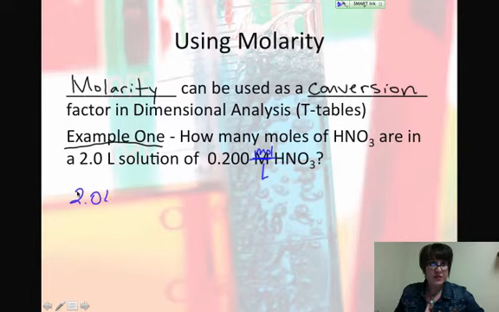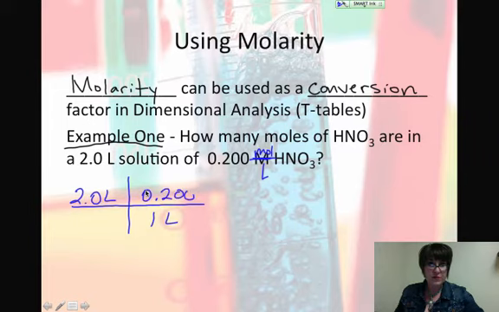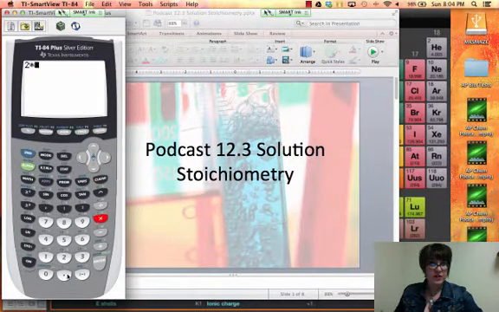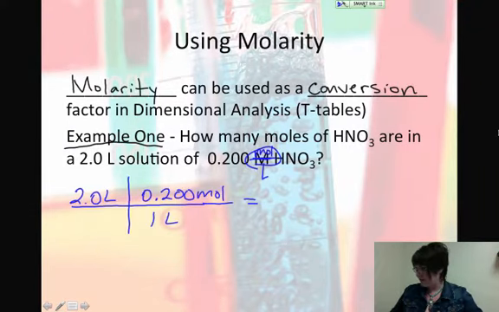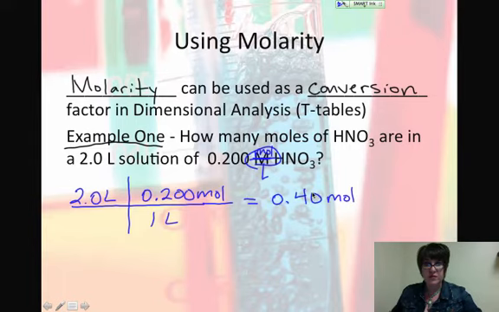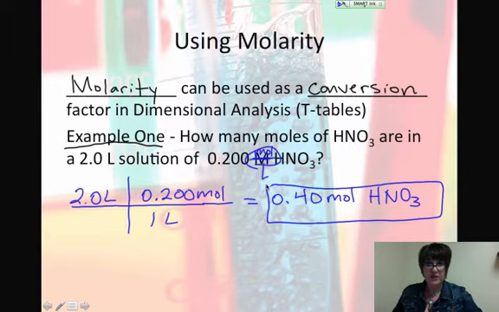I have 2 liters of solution, and I know that for every 1 liter of my solution, there's 0.200 moles. See, what I've done is to change the big M for molarity into moles over liters. So now we just do the math with our calculator. 2 liters times 0.2 molar, and I get 0.4. I did not need a calculator for that. So I get 0.40, looks like I only get to keep 2 sig figs. 0.40 moles of nitric acid are in that solution. Put a box around your answer so your teacher can find it, and we're good to go.